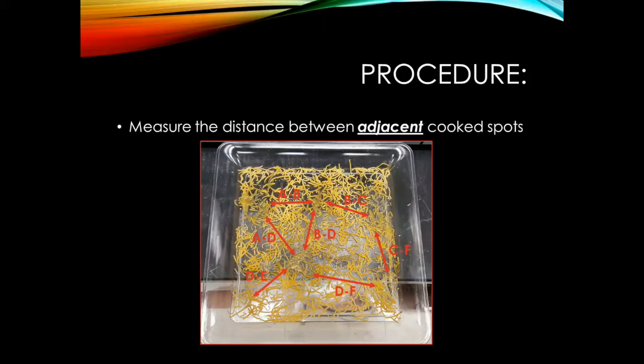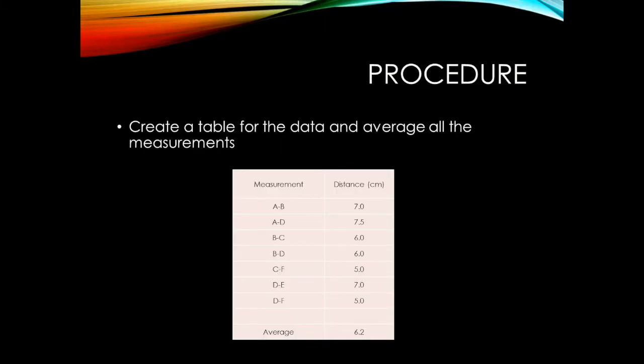Next, taking your ruler or calipers, measure the distance between adjacent cook spots. This can be a bit of a judgment call, so it's recommended that you do the following. Move to one edge of a cook spot and measure the distance from that edge to the nearest edge of the adjacent cook spot. This should give you the most precise results. Create a table for your data and average all your measurements. In the example, we got an average distance between cook spots of 6.2 centimeters.